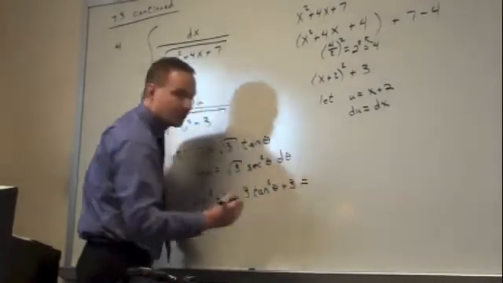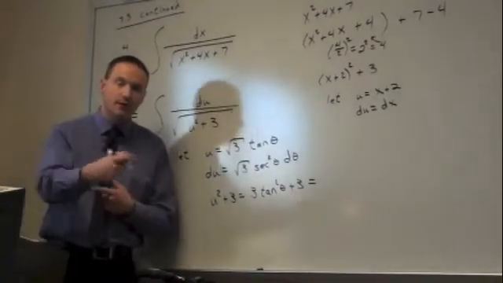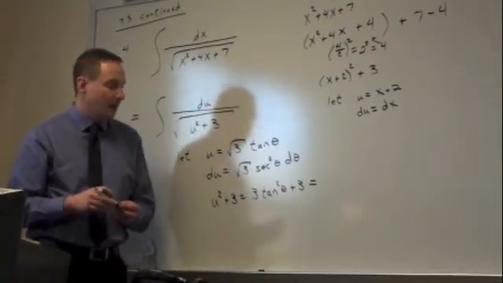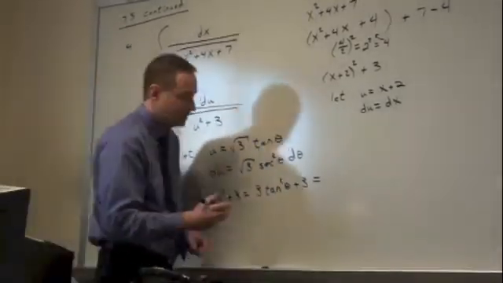plus 3. The whole point to doing this substitution is so that we can use the Pythagorean identity, tangent squared plus 1 is secant squared. Please notice I can factor a 3 out of this group.